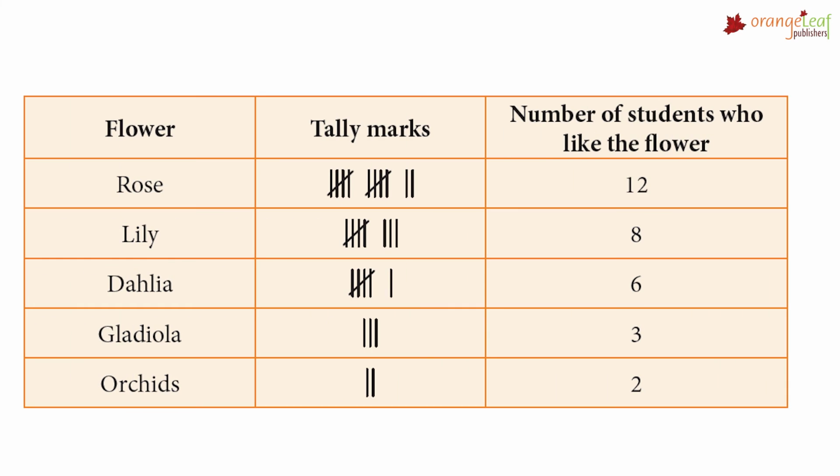Have a look at this tally chart. This tally chart shows the types of flowers students of a class like. We have the flowers rose, lily, dahlia, gladiola, and orchids. Tally marks for each of them are 12 for rose, 8 for lily, 6 for dahlia, 3 for gladiola, and 2 for orchids. Now I hope you understood that.